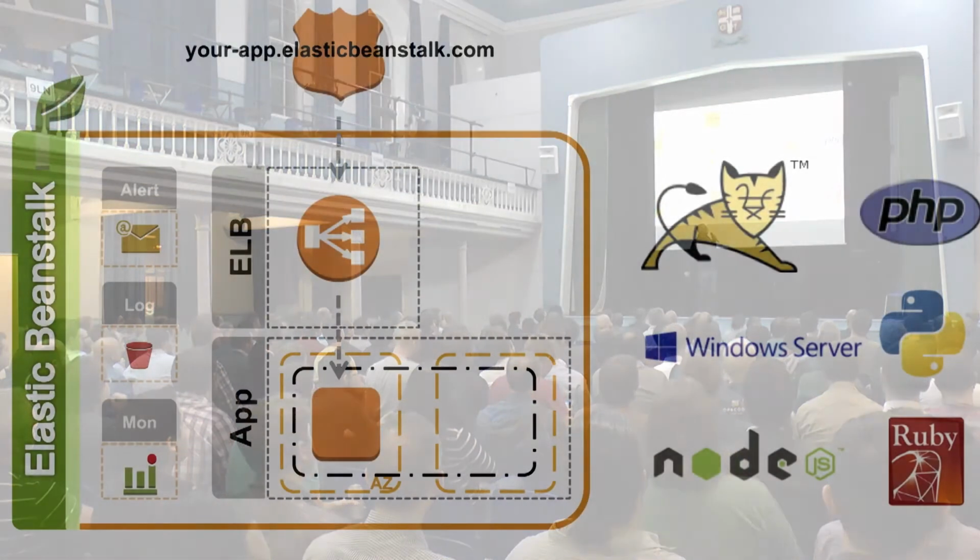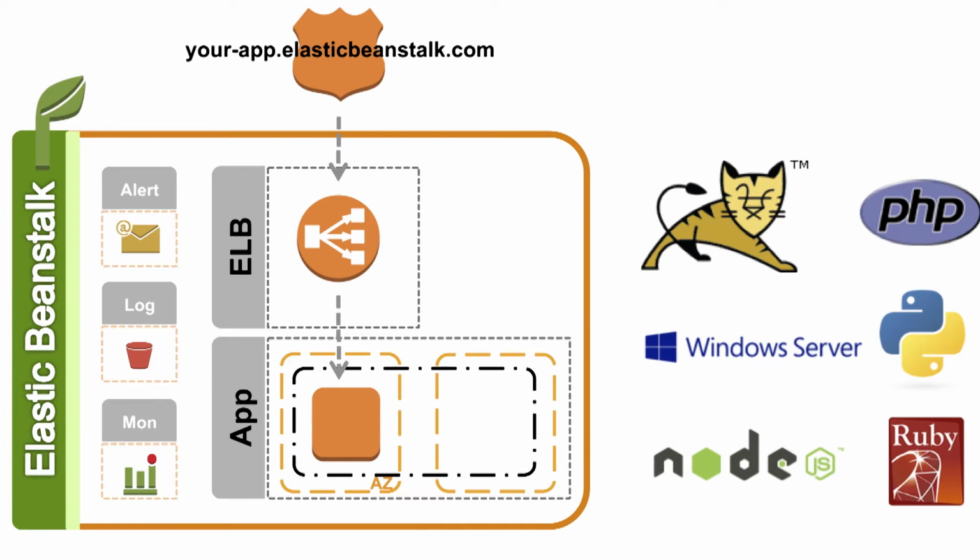We were supporting 6 runtimes prior to April this year, so Java Tomcat, PHP, .NET on Windows, Python, Node, and Ruby. And on the 23rd of April, we announced Docker support.